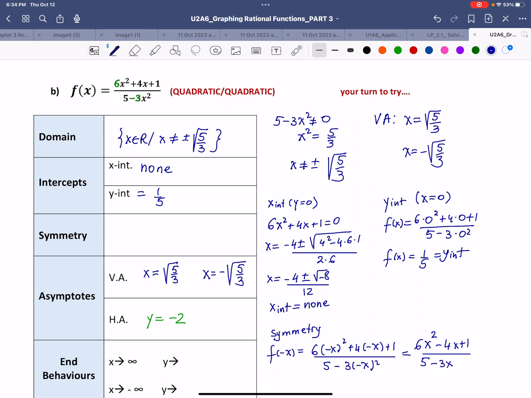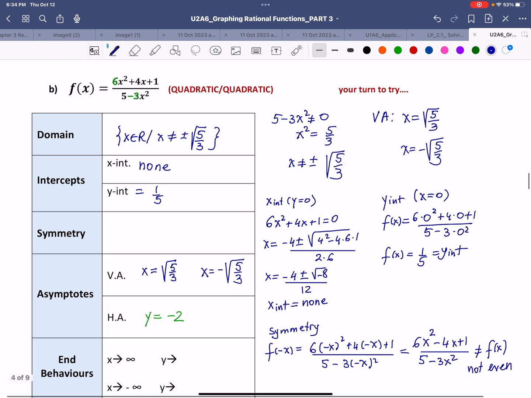minus 3x squared. As you can see here, the numerator that we obtain is not the same as in the function. The denominator is, but that is not sufficient. So therefore, this is different than f of x, which tells us that this function is not even, or it doesn't have even symmetry.